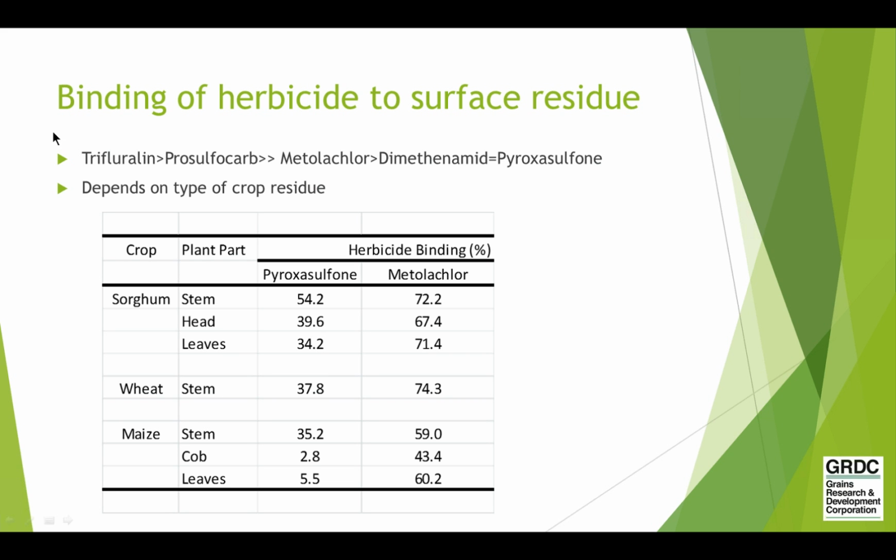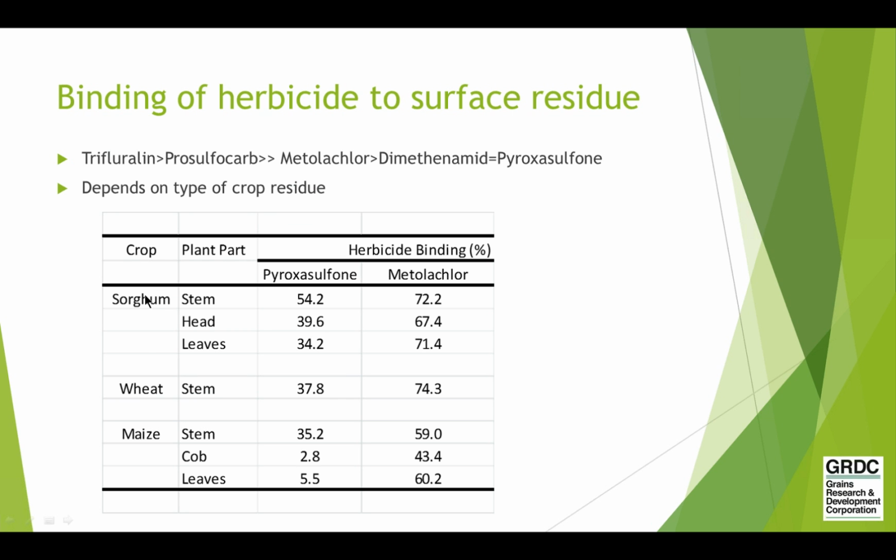If we look at the ability of these herbicides to bind to this surface residue or crop residue, we find that trifluralin and prosulfocarb bind very, very tightly to surface residue. In fact, so tightly that what is bound to the surface residue is essentially taken out of the system. These do not readily wash off of the crop residue. Metolachlor, dimethenamid, and pyroxasulfone, on the other hand, can wash off the surface residue. How much of it's bound depends on the crop residue.